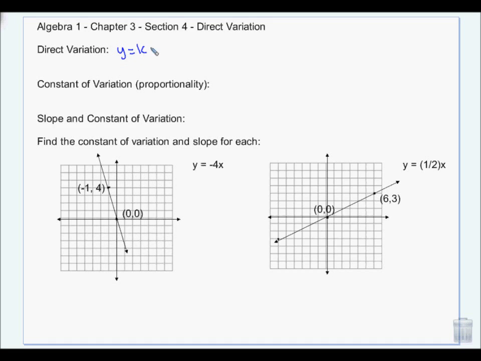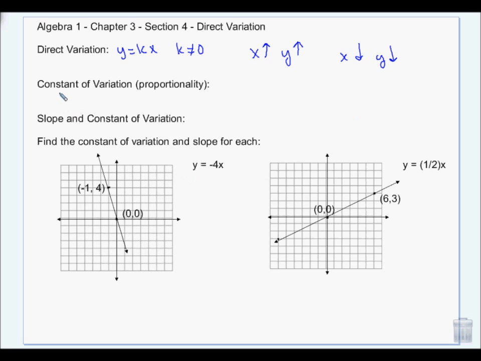y equals kx, and k can't equal 0, so this is k times x. And so what happens in a direct variation is if y is going up, x is going up. Actually, it's the opposite: if x goes up, that causes y to go up, because x is the domain, y is the range. If x goes down, y goes down. Okay, that's a direct variation, so they go the same direction.